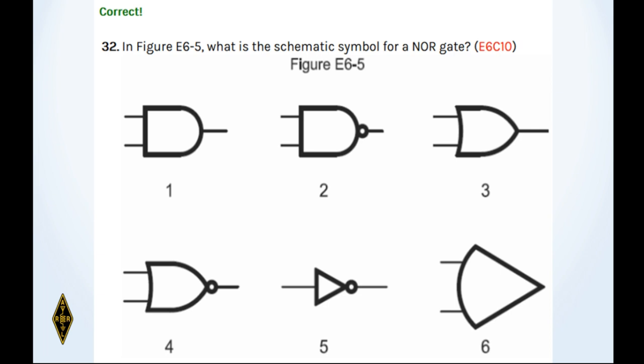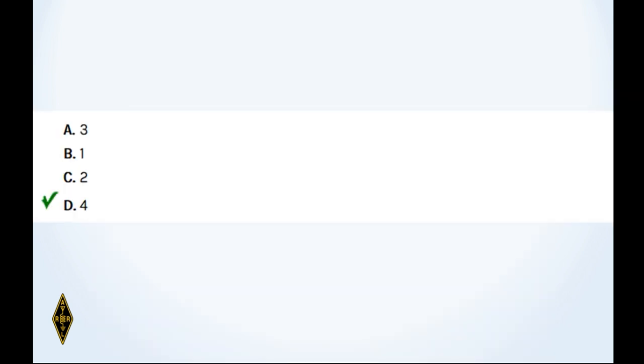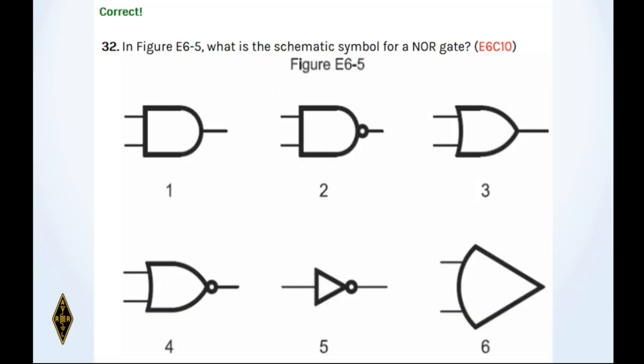All right, and which is a NOR gate? A NOR is an OR gate with an inverter on the output. So that's number 4. So D, 32D.